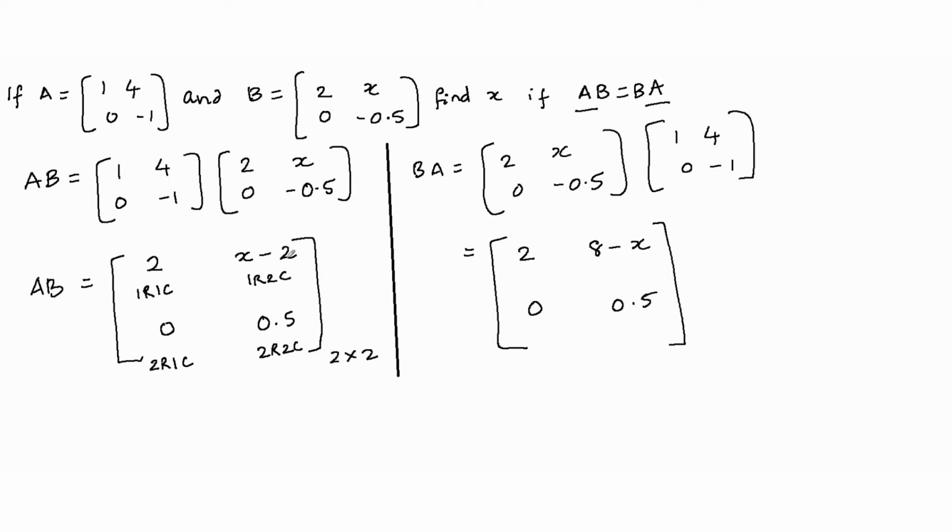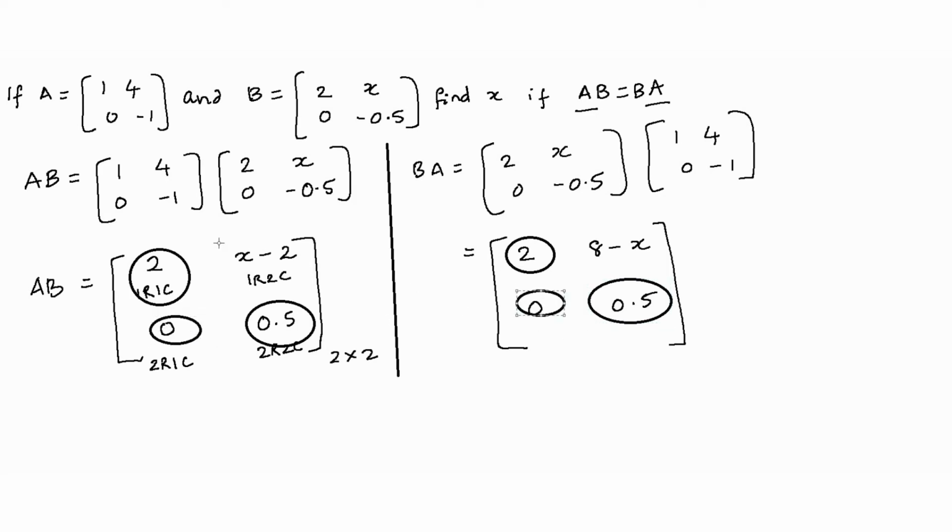So now if you compare the corresponding elements, you get the element 2 is equal to 2. So we just leave that. 0.5 is 0.5. And the element 0 is 0. And the element x minus 2, I think that's the one which is going to be of use to us because that contains x and we have to find x.